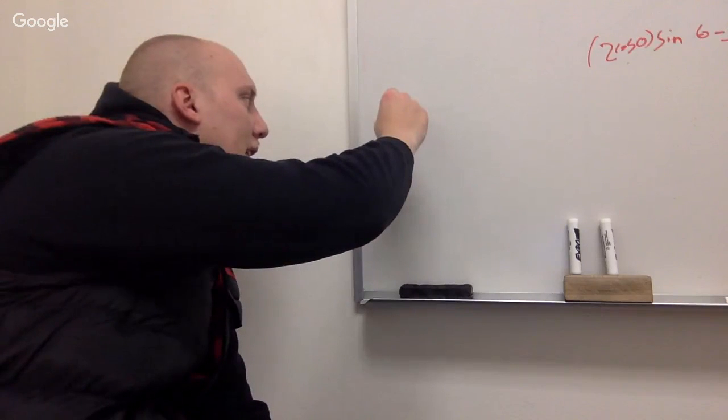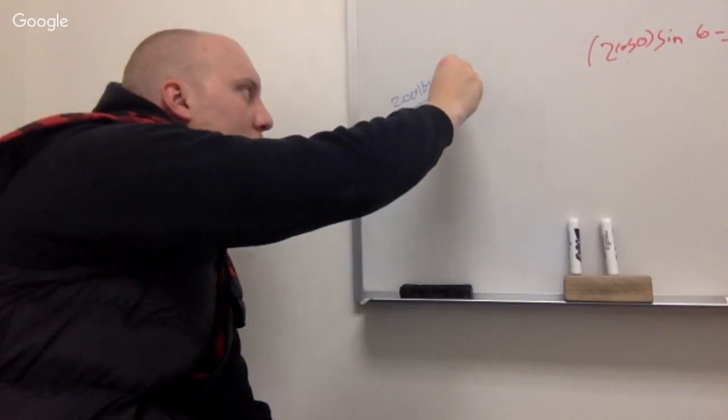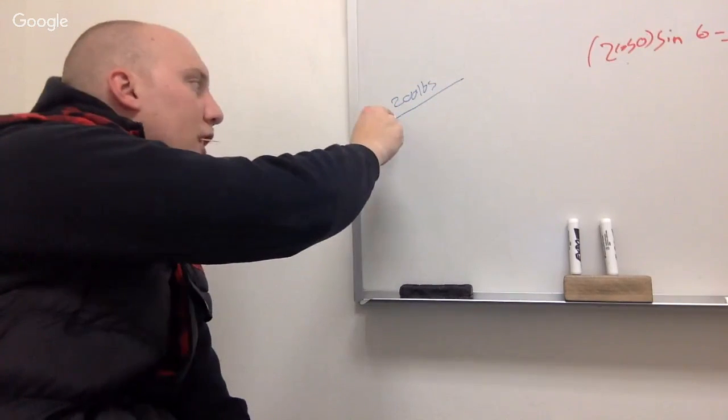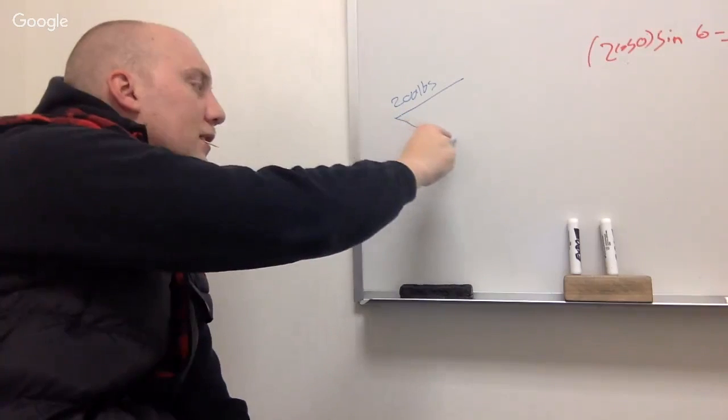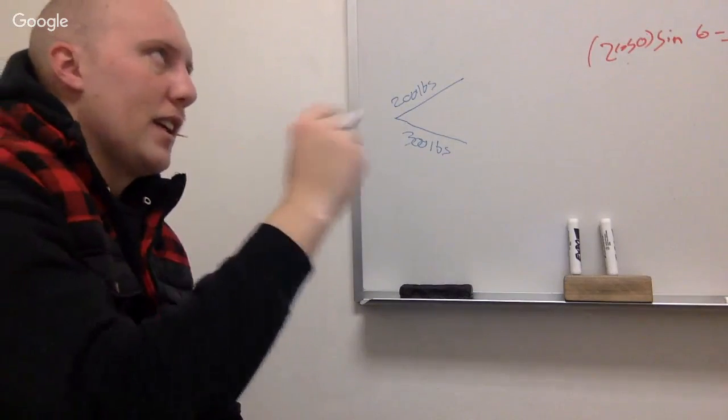So we got one horse pulling this way with 200 pounds of force. Then one's going off one way at 200 pounds, okay, and the other one's going off in the other direction with 300 pounds, right? Okay, and so then it's a parallelogram.